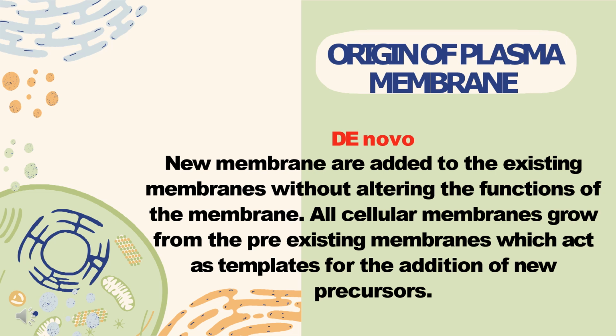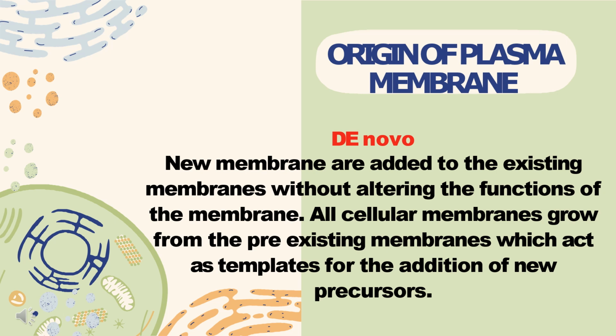In the heart of every living cell, a silent miracle unfolds. A structure so delicate, yet so vital, is born not from chaos, but from design. De novo, Latin for 'from the new', is how membranes come into existence. But they do not rise from nothing. Meaning new membrane components are added to pre-existing membranes without disrupting their structure or function. All cellular membranes grow from existing ones, which serve as templates. This ensures continuity and preserves membrane identity.